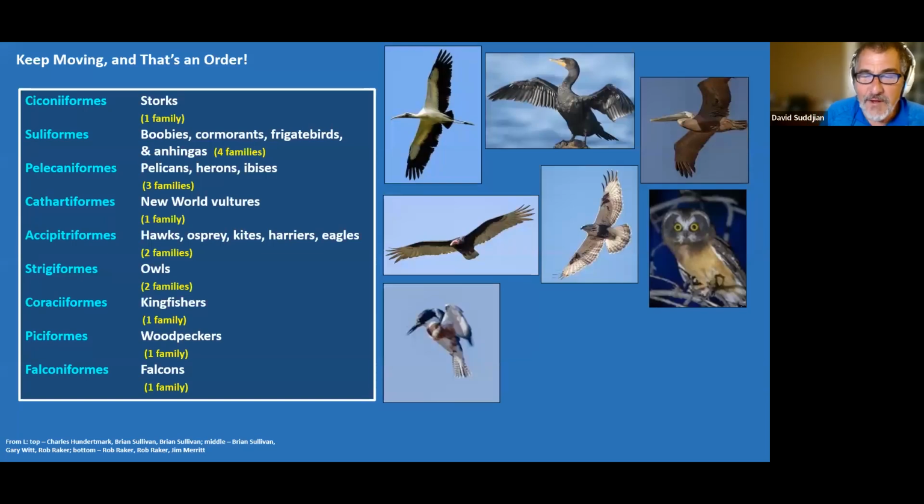And then one of my favorites, the belted kingfisher, is our representative of Coraciiformes, and it's our only kingfisher we have here in Colorado. You go other parts in the U.S., you can find a few more kinds of kingfishers if you're lucky.